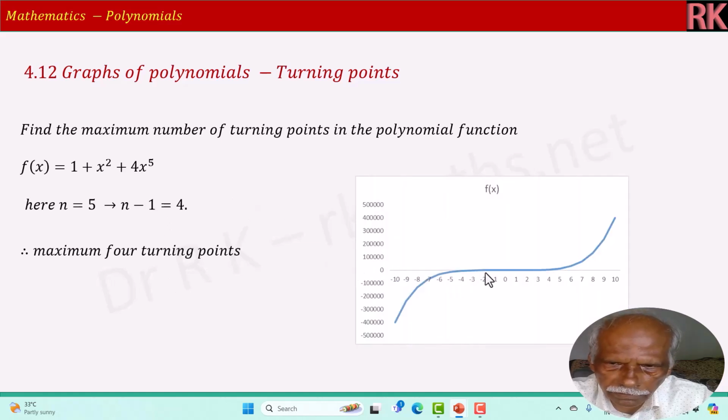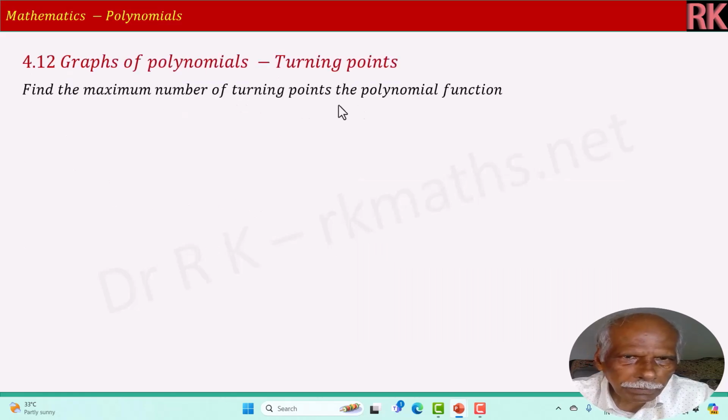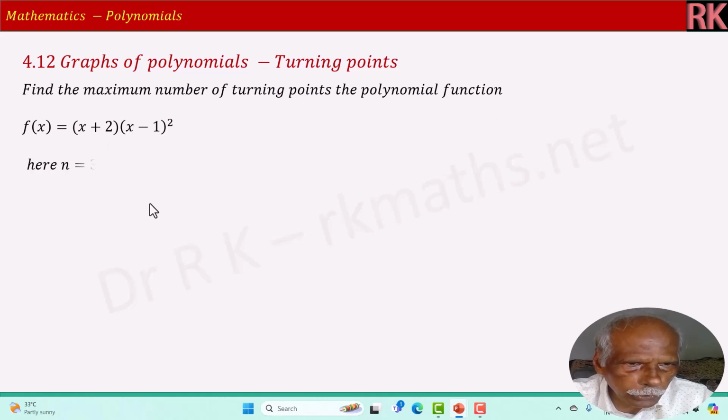This is the curve having less than 4. Find the maximum number of turning points in the polynomial function f of x equals x plus 2 into x minus 1 whole squared. Here n is equal to 3, degree is 3, x into x squared. So n minus 1 is 2, 2 turning points will be there.